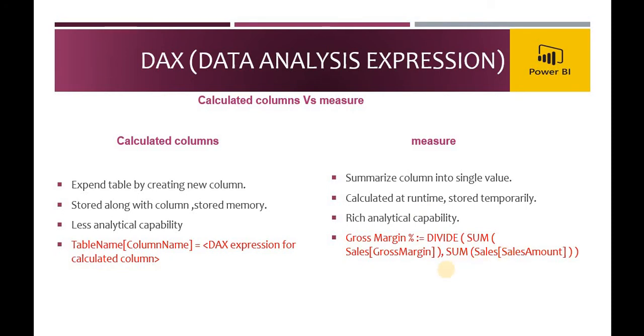For example, here you can see we are calculating the gross margin. We have taken the sum of the gross margin and the sum of the sales amount, and we are dividing these two columns to get the gross margin basically.